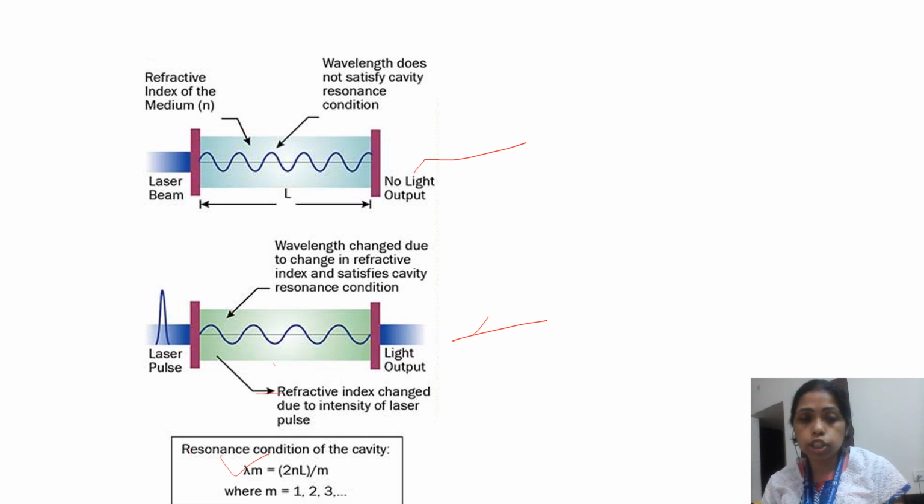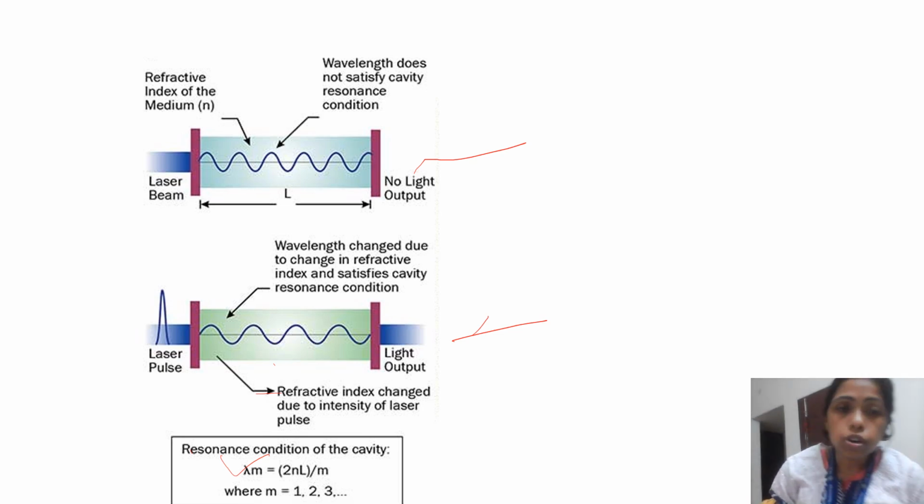There is a condition for maintaining the resonance. The resonance condition of the cavity is: wavelength equals 2nL by m. Here m is the multiple, n is the refractive index, and L is the length of the cavity. In various ways we can design optical switches. This I will discuss in the upcoming lecture.